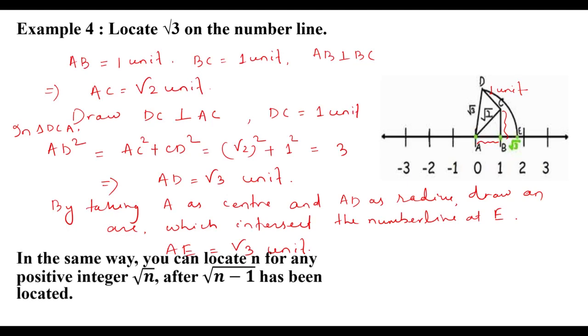So in the same way you can locate root n for any positive integer n after root n minus 1 has been located. Because here we locate root 3 after locating root 2. We can represent root 6 after locating root 5 on the number line.